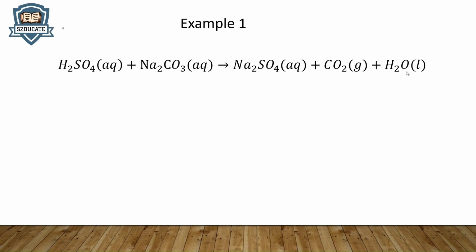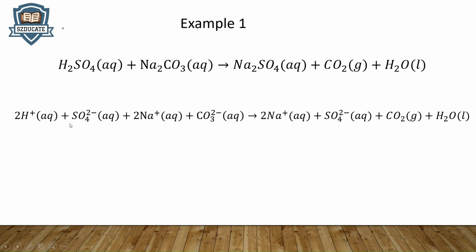Now, what you do, you split those ionic compounds which are soluble. So those (aq) ones we must split. If you can see here, my H2SO4 I have already split into 2H+ and SO4 2-. Now, the state symbol of the ion will follow the state symbol of its original compound, where it's being split from.